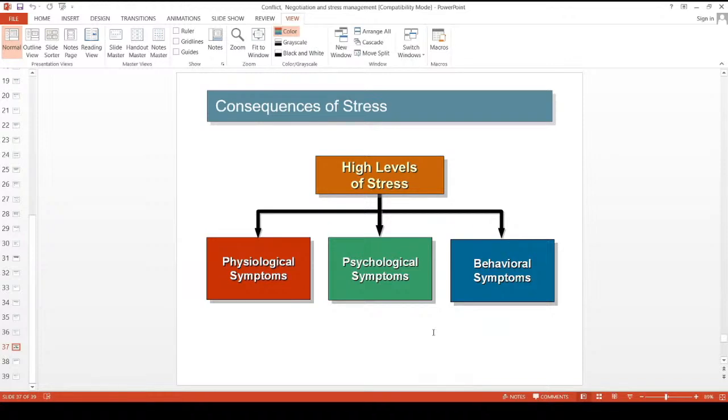So, consequences of stress. There may be different consequences of stress. A high level of stress may lead to different physiological symptoms, psychological symptoms, and different behavioral symptoms.